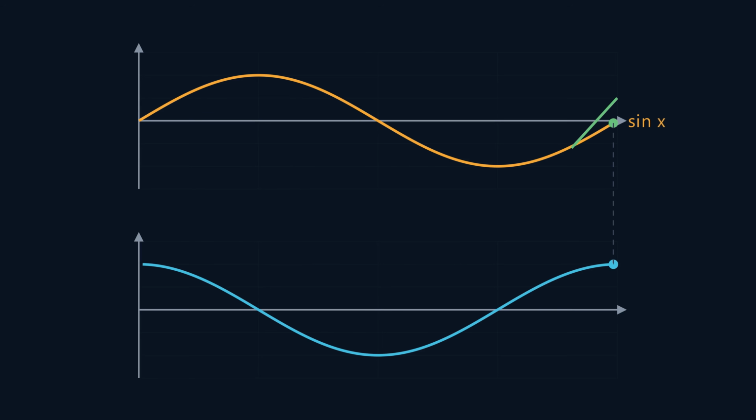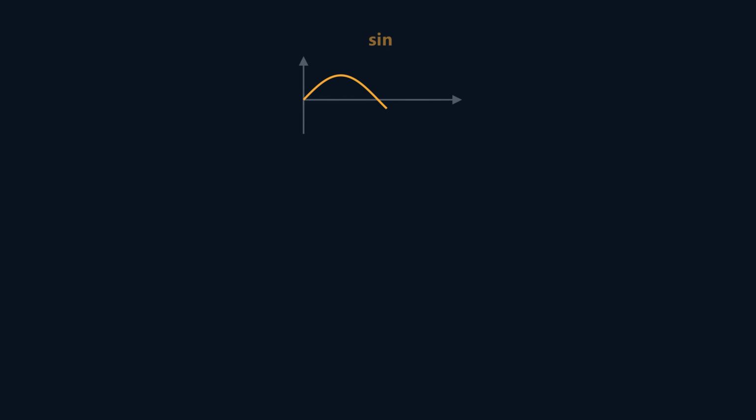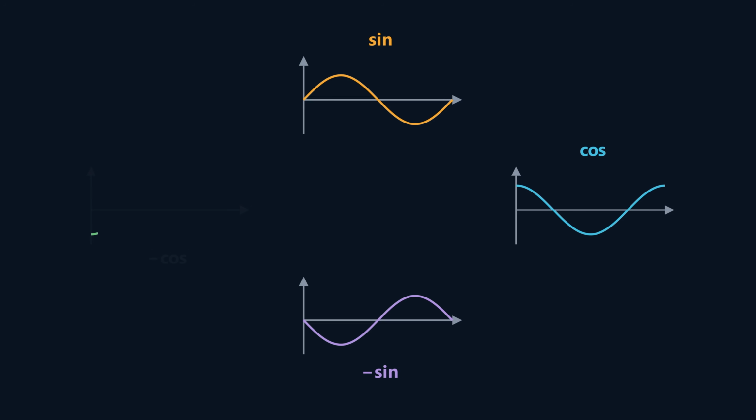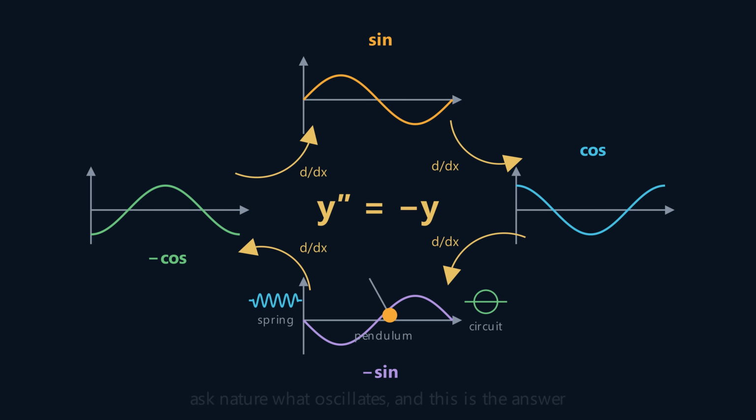Where sine is at its peak, its slope is 0, and cosine is 0 there too. It matches everywhere. Differentiate again, and cosine becomes minus sine. So sine is a function whose second derivative is its own negative. That single sentence is the equation of every oscillation in physics: springs, pendulums, circuits, atoms, waves. Ask nature what oscillates, and the answer comes back: sine and cosine and nothing else.